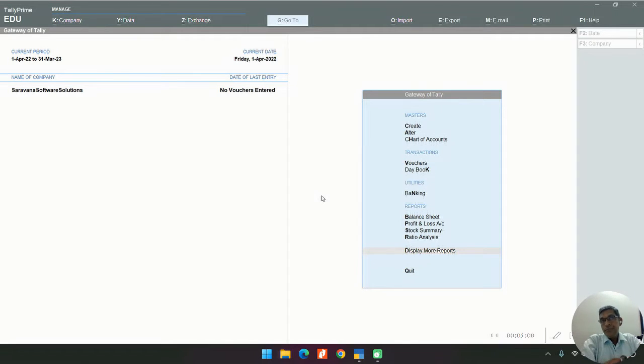So, once you get into the Tally, after successful creation of your company, the window you are able to view looks like this. Simply we call it the Gateway of Tally. From my personal experience, I can say that this is the entire stuff of Tally.